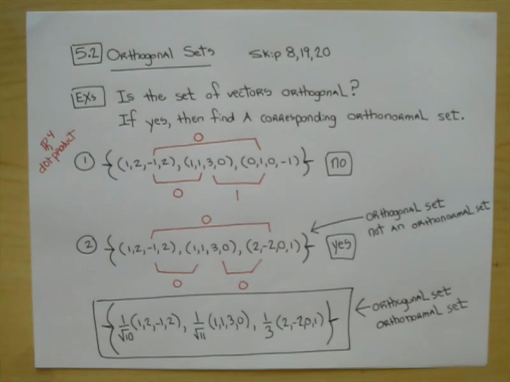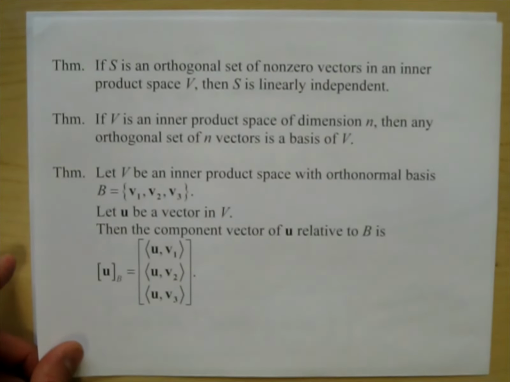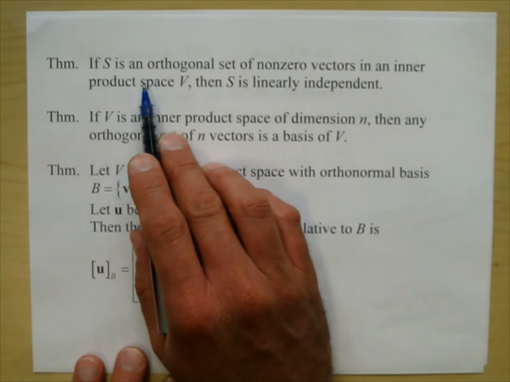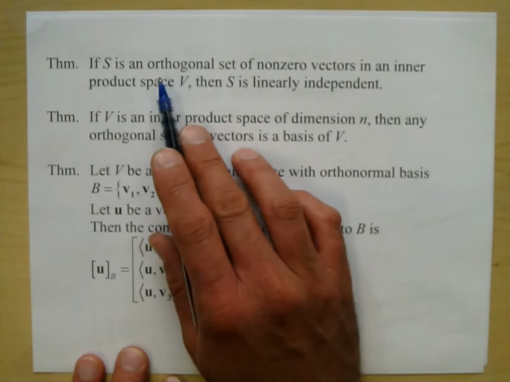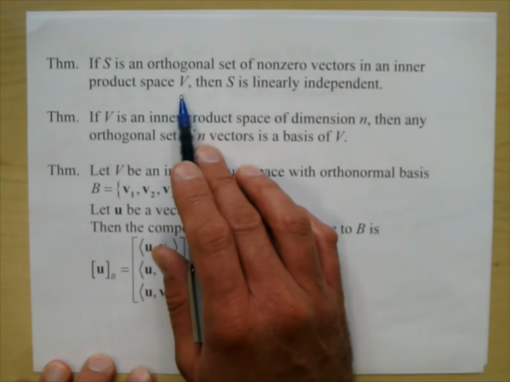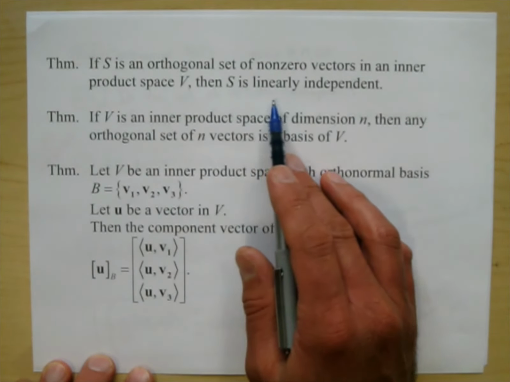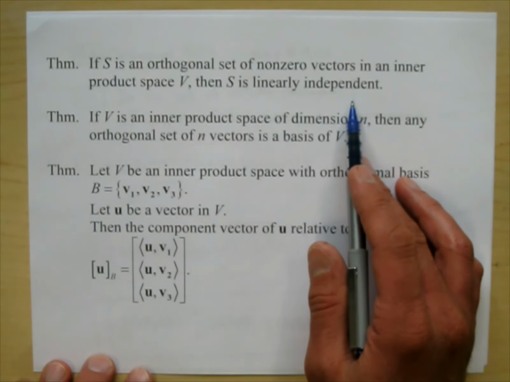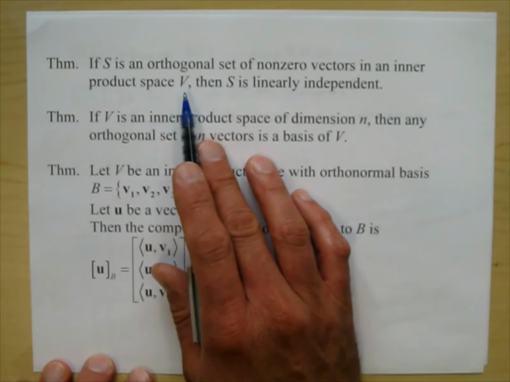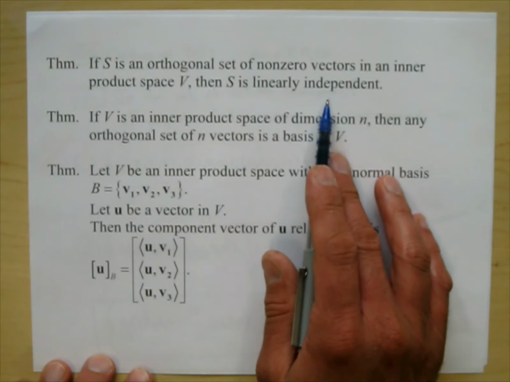So this completes section 5.2. I'm going to show you some theorems. So here are some theorems here. If S is an orthogonal set, so not orthonormal, just an orthogonal set of non-zero vectors in an inner product space V, then S is independent. Okay, so there's a connection between an orthogonal set and being independent, and that theorem says that.